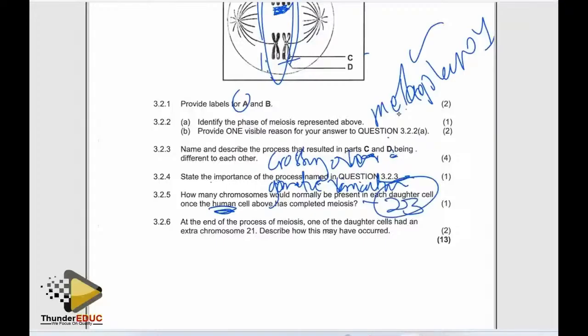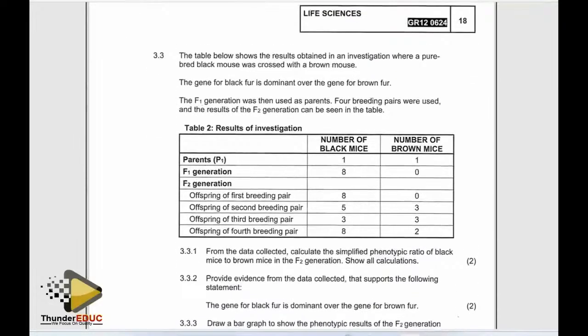At the end of the process of meiosis, one daughter cell had an extra chromosome. Describe how this might have occurred. It is due to the failure of the chromosome pair, chromosome number 21, to separate during anaphase. That's how it happened, because here you're talking about non-disjunction, the failure of chromosome 21 to separate during anaphase.